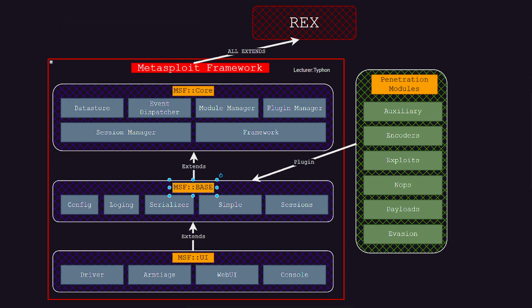This MSF base offers a user-friendly application programming interface (API) layer that acts as an interface between modules and the core of Metasploit. It simplifies the interaction between the various components, making it easier for developers to create modules and plugins that seamlessly integrate within the framework.